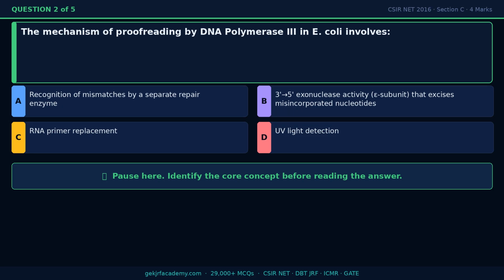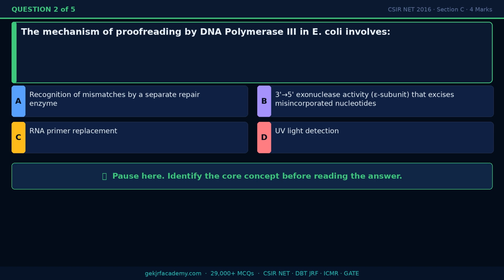Question 2. The mechanism of proofreading by DNA polymerase III in E. coli involves: Option A, recognition of mismatches by a separate repair enzyme. Option B, 3' to 5' exonuclease activity of the epsilon subunit that excises misincorporated nucleotides. Option C, RNA primer replacement. Option D, UV light detection.